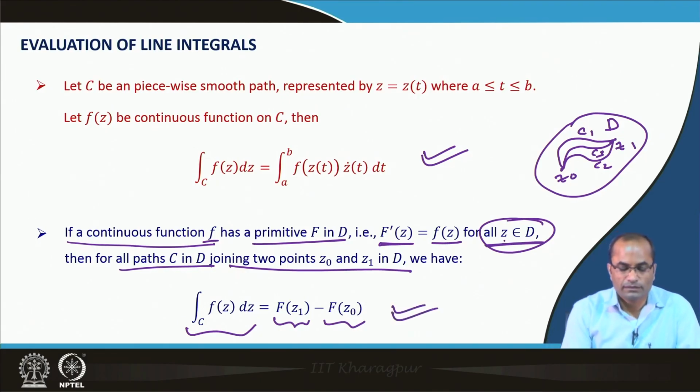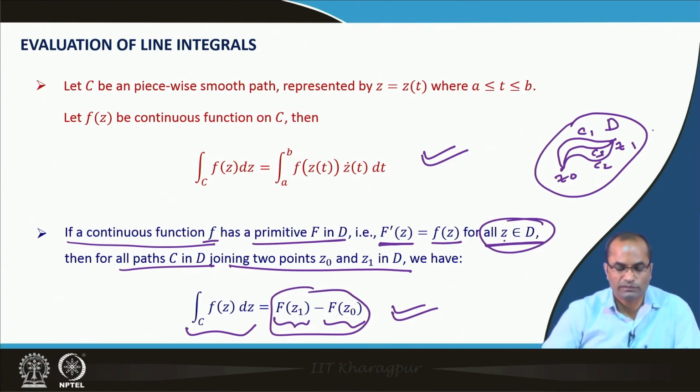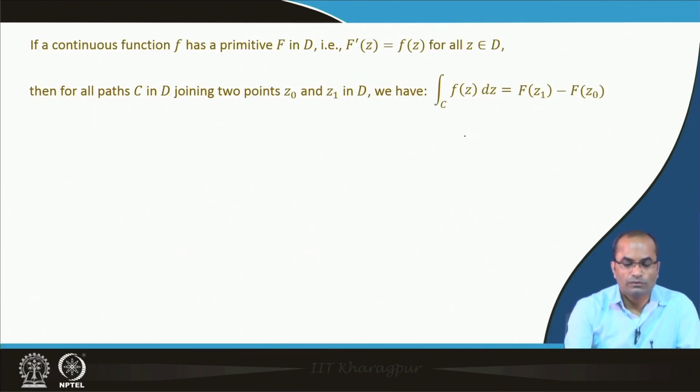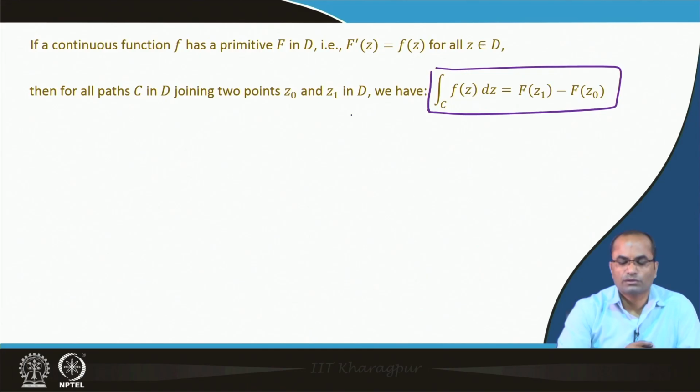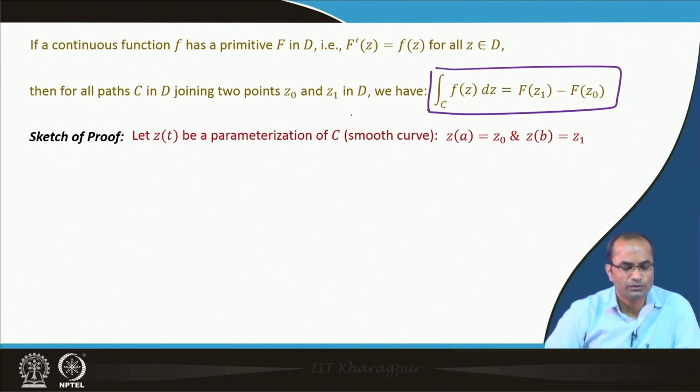Here this value does not depend on the path you follow to go from z0 to z1, because your function has this primitive, big F, whose derivative is the given integrand f. So, the value of this integral is just F(z1) minus F(z0). We can take a look at how to get this formula, this value, using the above definition of the integral. How do we get this? This is what we can look into very briefly.